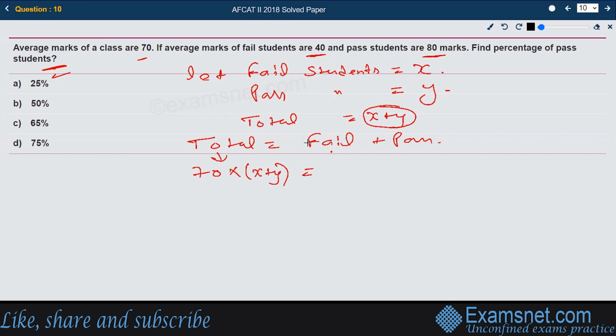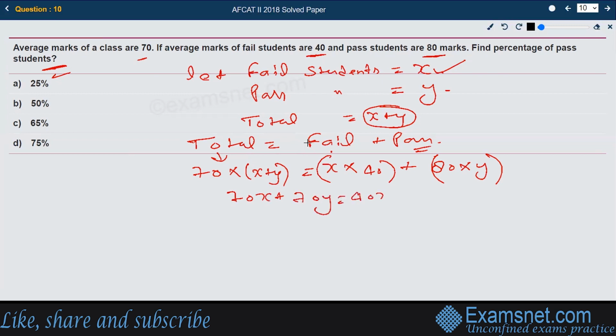The consolidated marks of the failed students we are supposed to calculate: we have the number of failed students as X and their average is 40, so it's X into 40, plus the pass students' marks. The passing average is 80 and the passing students are Y. So our equation becomes 70X plus 70Y equals 40X plus 80Y. Solving further, 30X is equal to 10Y, so X by Y comes to 1 by 3.